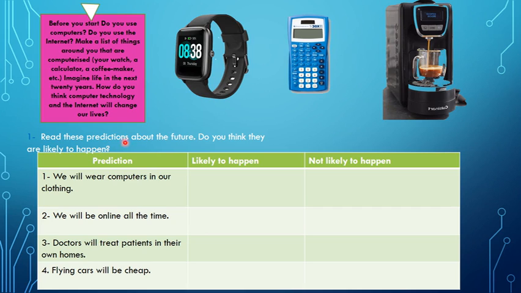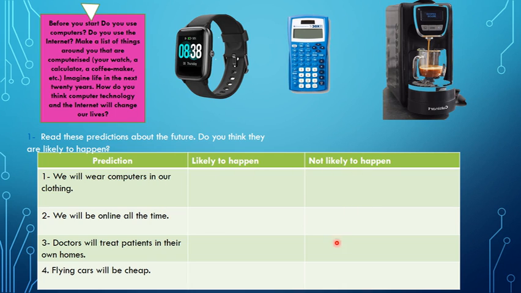Now, look here, read these predictions. What do you mean by predictions? What do we expect to happen in the future? We say predictions. For example, I think it will rain tomorrow. This is a prediction, تنبؤ, about the future. Do you think they are likely to happen? Do you think that these predictions are likely to happen?